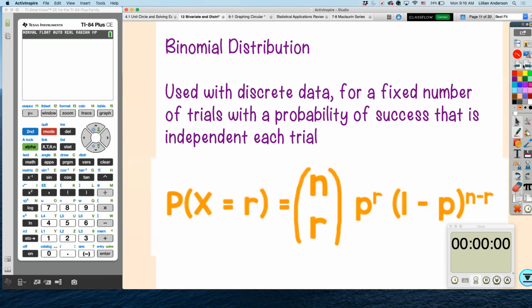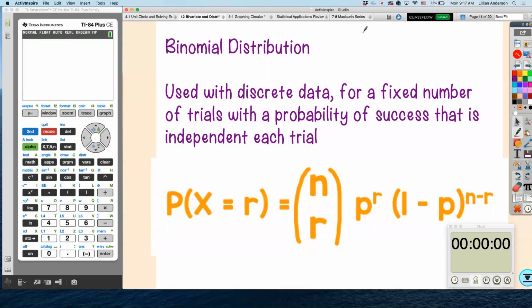Binomial distribution was also part of the distribution. This was used with discrete data, unlike normal distribution, which we'll cover after this, which is used for continuous data. What's the difference between discrete and continuous? Discrete is counted and continuous is measured. It is.